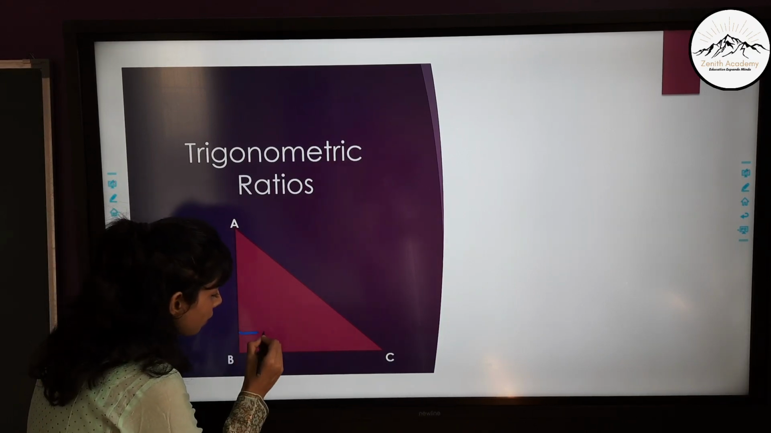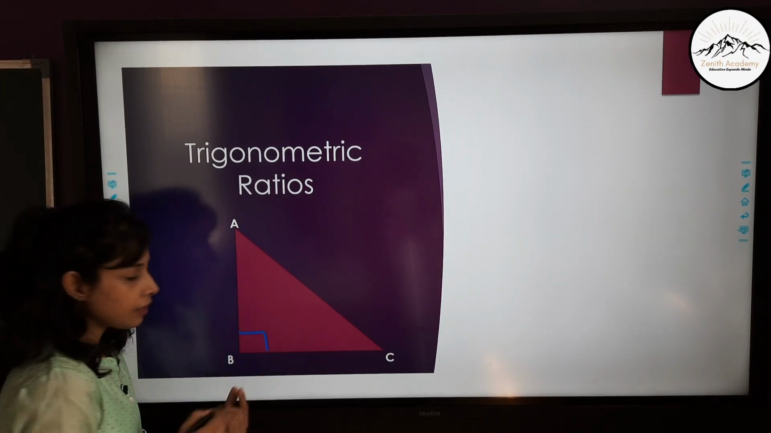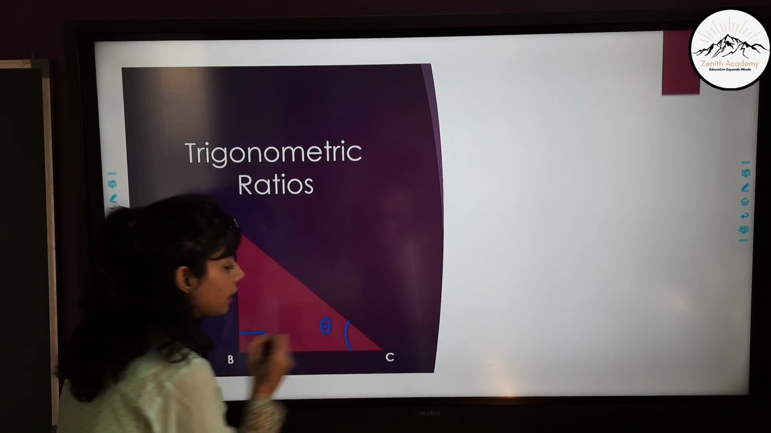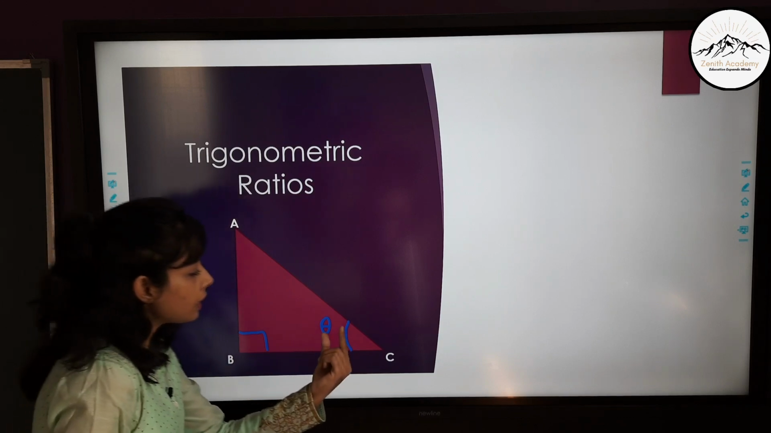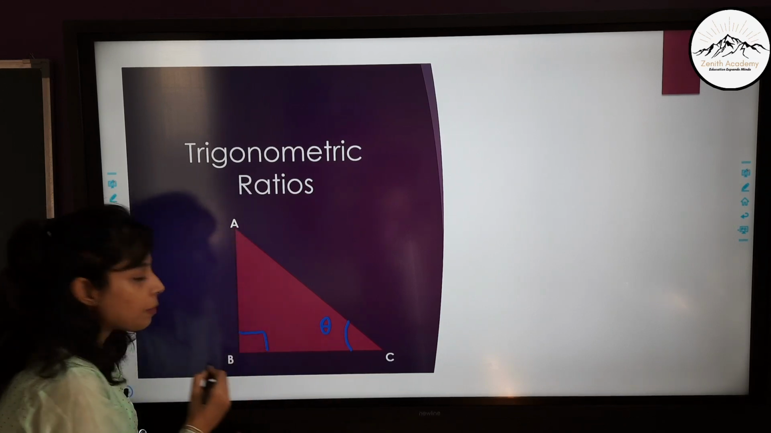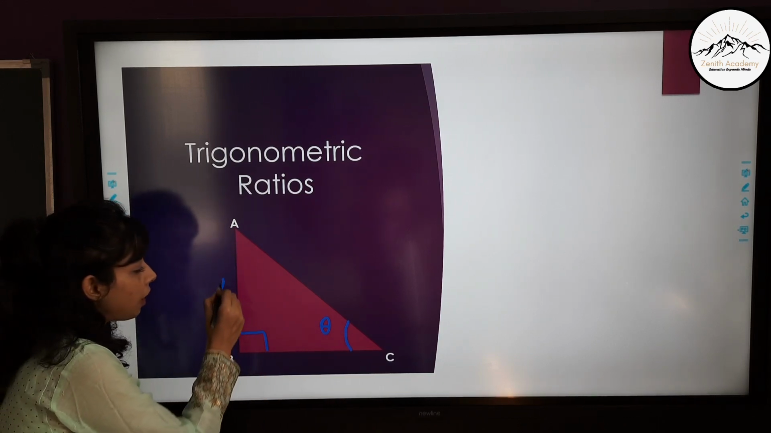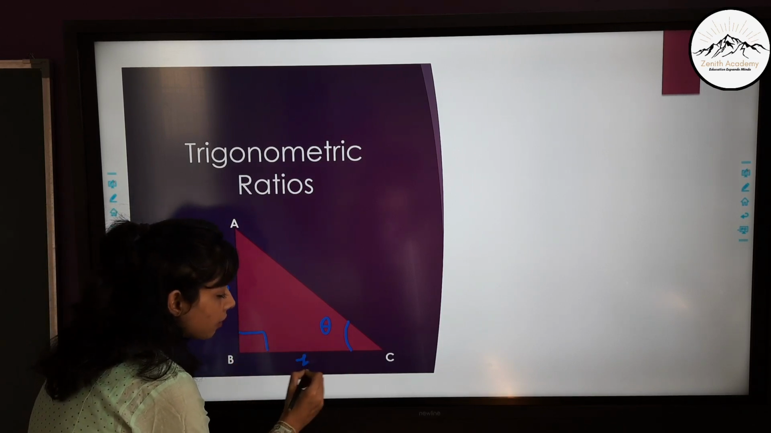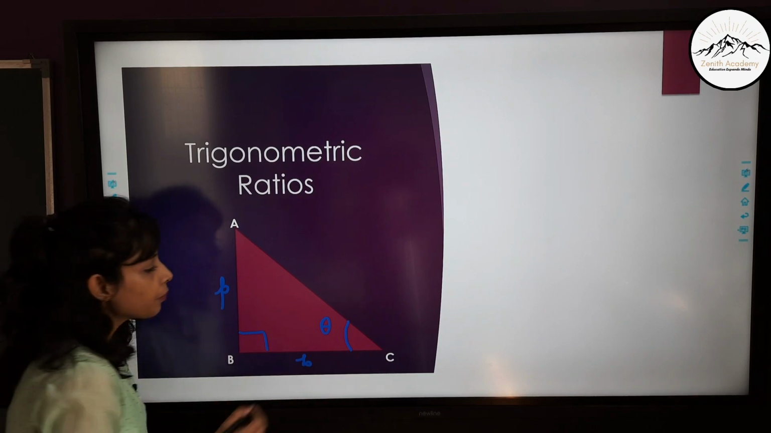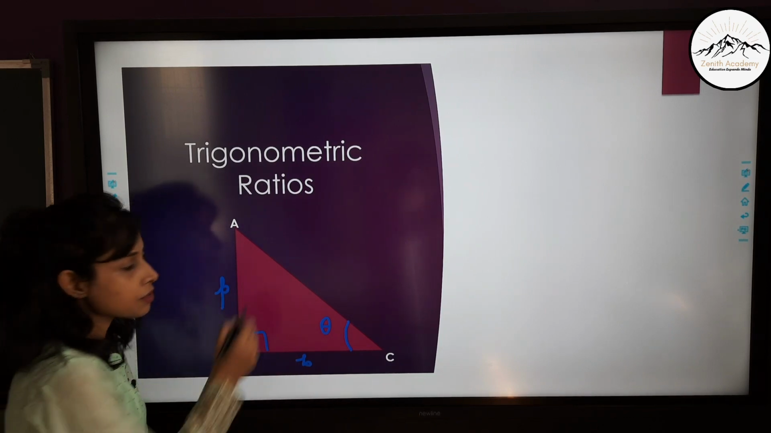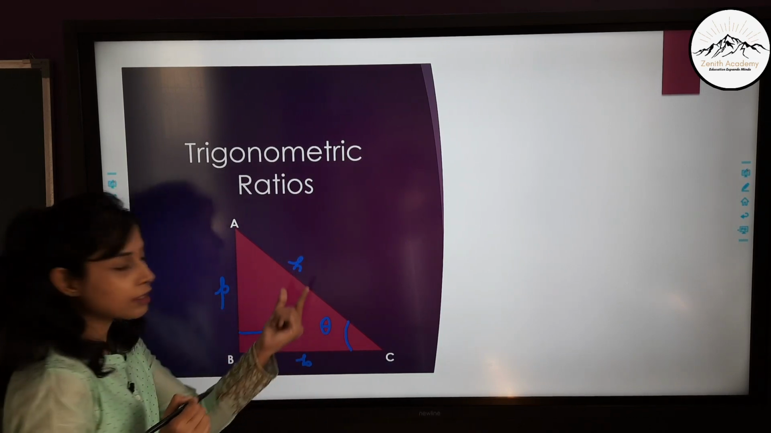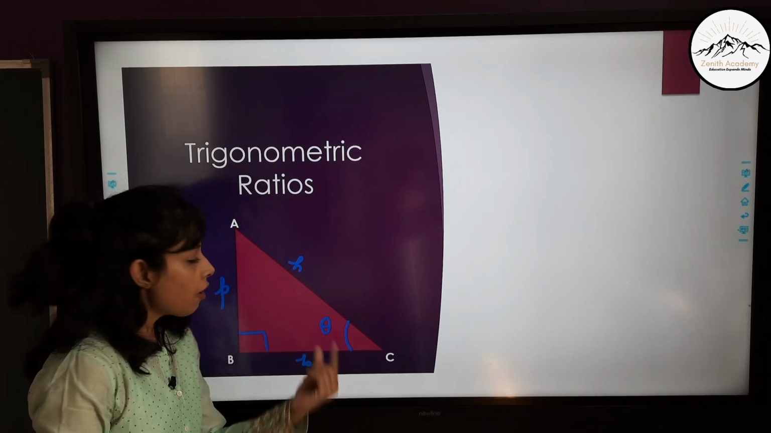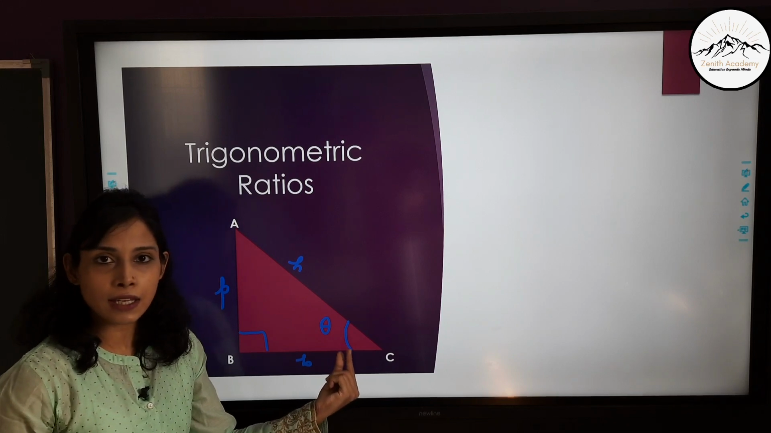Now, in this triangle, this is our 90-degree angle, and let's suppose this angle is theta. Now for this theta, AB is the perpendicular. Let's mark this side as P. BC is the base. Let's say, B. And AC is the hypotenuse. So let's mark this as H. Now what is trigonometry all about? Finding ratios for this theta.